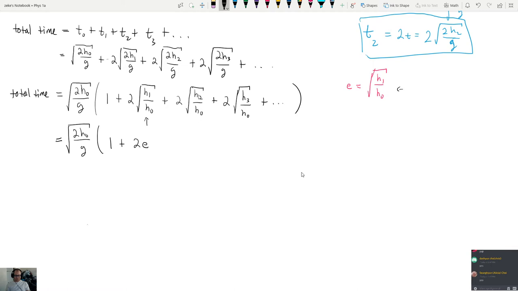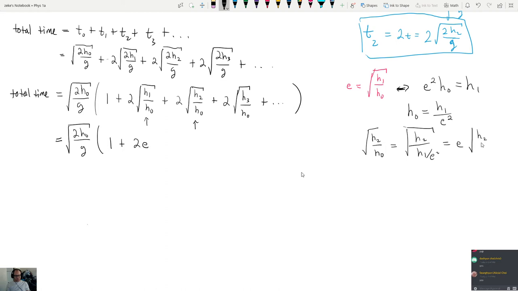So then what is this going to be? Well, if we rearrange this equation right here, what we can do is we can say that this states that e squared multiplied by h naught is equal to h1, right? Or put it another way, h naught is basically equal to h1 divided by e squared, right? So if I plug that into the second term right here, let's do it off to the side. So then what that means is if I have square root of h2 divided by h0, which shows up in that term right there, that this is equal to the square root of h2 divided by h1, and then there's an e squared, so it's like this, which is equal to, I believe, e multiplied by the square root of h2 divided by h1.